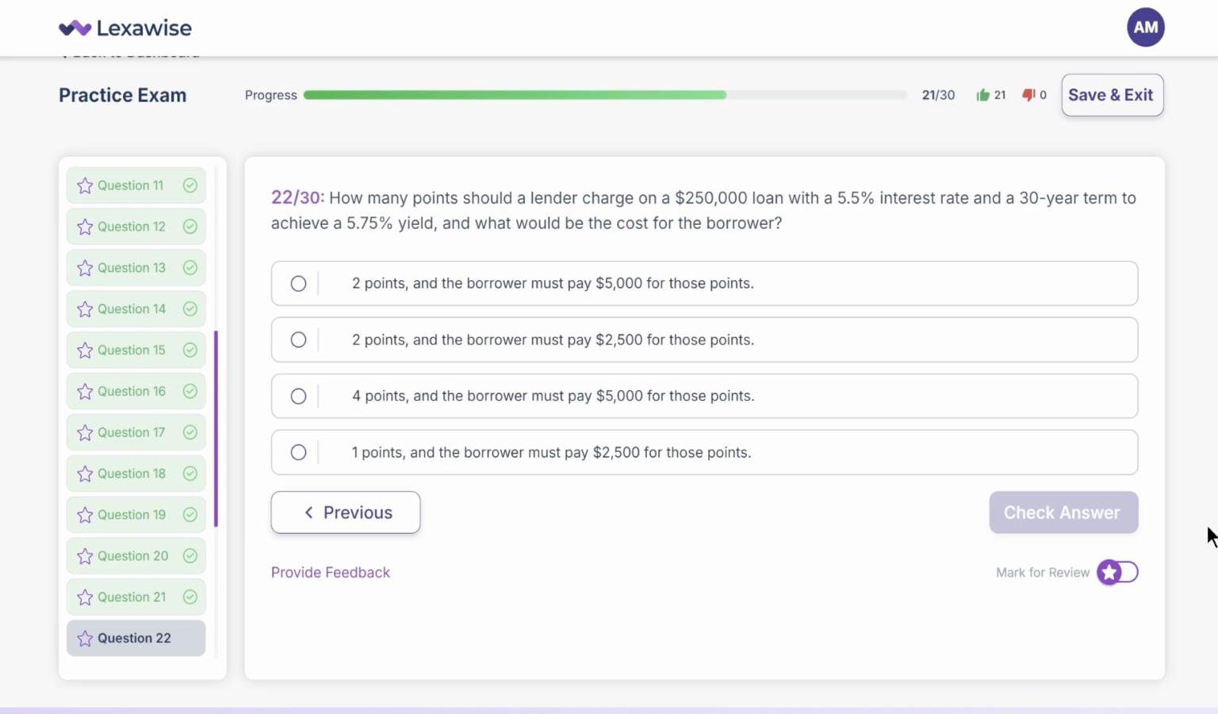How many points should a lender charge on a $250,000 loan with a 5.5% interest rate and a 30-year term to achieve a 5.75% yield? And what would be the cost for the borrower? A. 2 points, and the borrower must pay $5,000 for those points. B. 2 points, and the borrower must pay $2,500 for those points. C. 4 points, and the borrower must pay $5,000 for those points. D. 1 point, and the borrower must pay $2,500 for those points. Ready? Here's what it is.